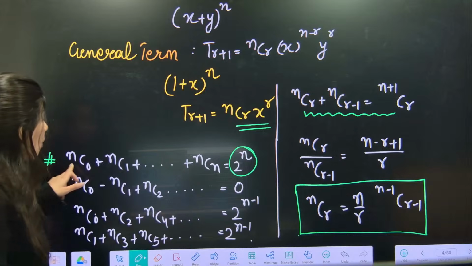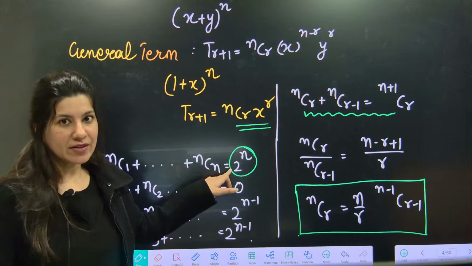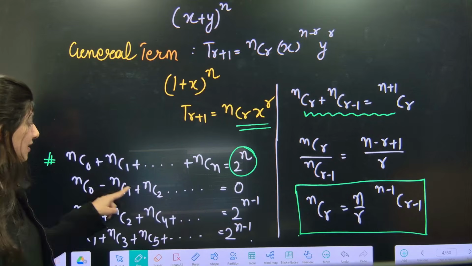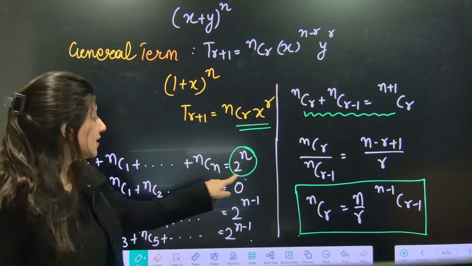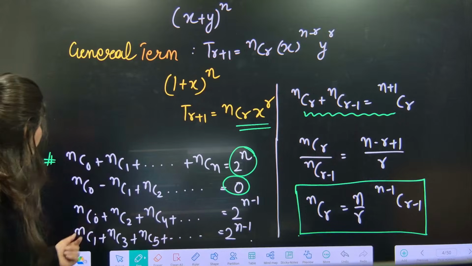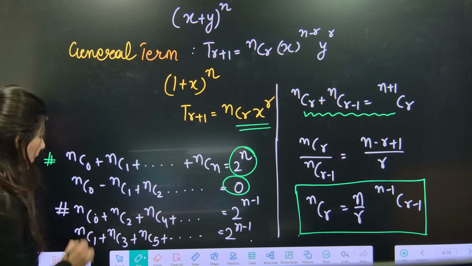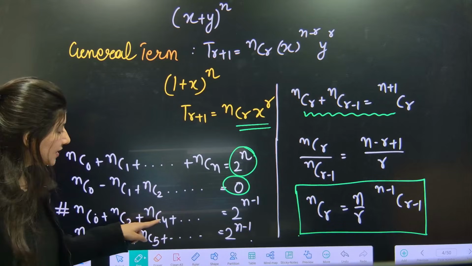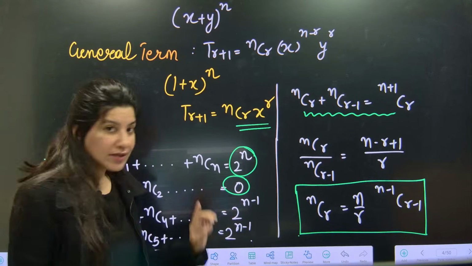So if all the signs are positive, the sum is 2 power n. But if the signs alternate plus minus, the answer is going to be 0. Now again, if you only write the even index terms nC0, nC2, nC4, the answer will be 2 power n minus 1.